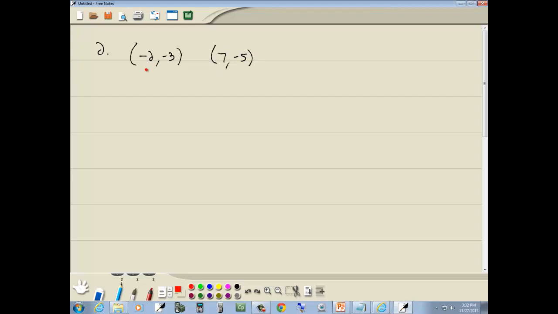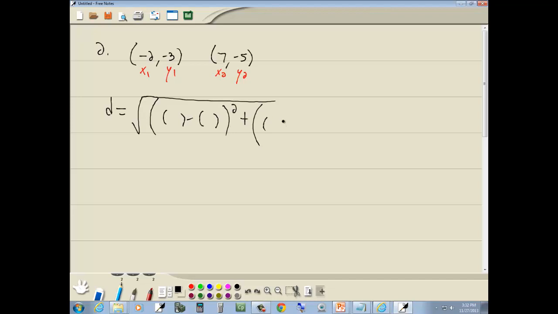Now this is our first point, so I'll go and label this as x1, y1. This is our second point, so I'll label that as x2, y2. Again, it doesn't matter which one you say is your first, which one's your second. And I'm going to go through my formula and replace my variables with parentheses. Everything else remains the same. I'll make the outer parentheses a little bit bigger, like I said last time.